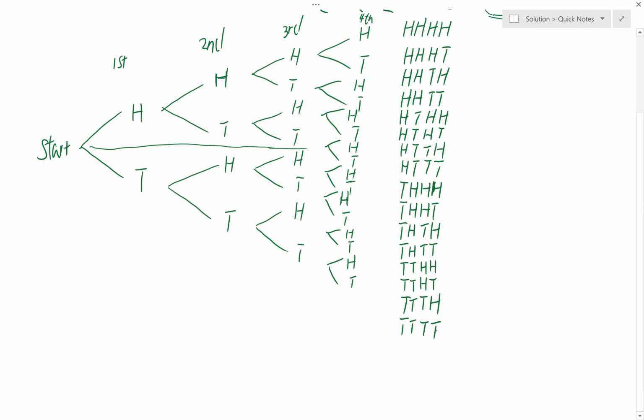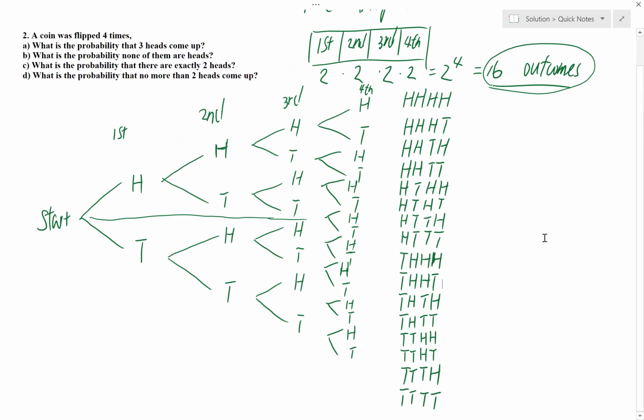And I should double check, make sure it's 16, right? So 2, 4, 6, 8, 10, 12, 14, 16. So that means you have the right result. Now you look at all these outcomes and count what is the probability that 3 heads come out, right? So you're going to count which ones have 3 heads. This one has 3 heads. This one has 3 heads. And this one has 3 heads. One more, right here. This one has 3 heads.